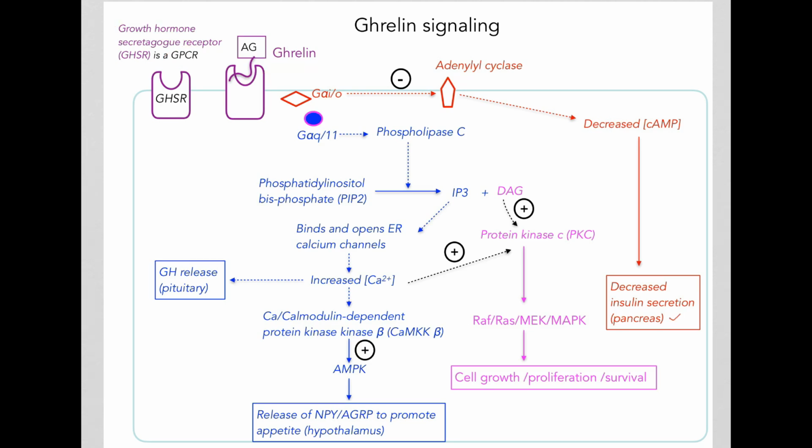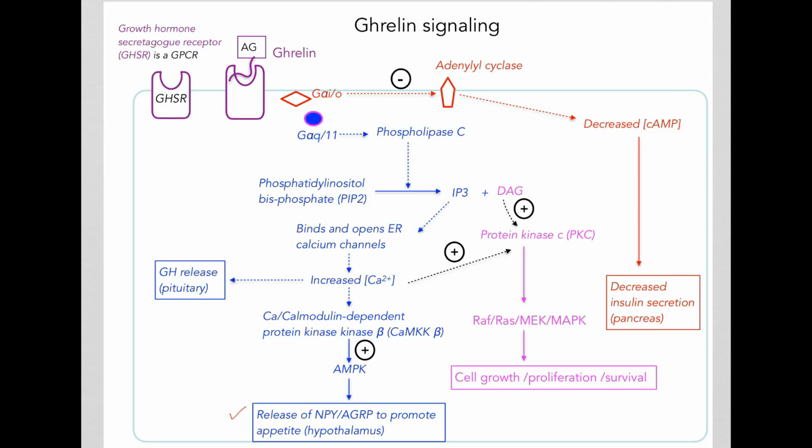For example, in pancreatic cells, the G protein G-alpha IO is activated. This protein will go and inhibit the enzyme adenyl cyclase, and when this enzyme is inhibited, there will be decreased concentration of cyclic AMP, and when there's decreased concentration of cyclic AMP, that will lead to decreased insulin production and secretion by the pancreas. So in this way, ghrelin can inhibit insulin secretion by the pancreas.